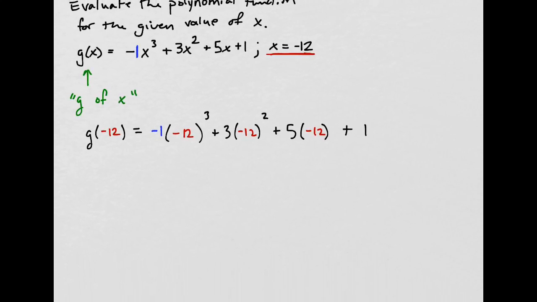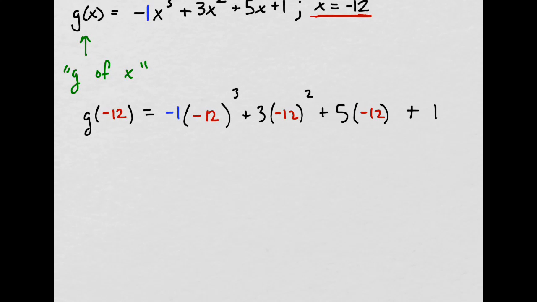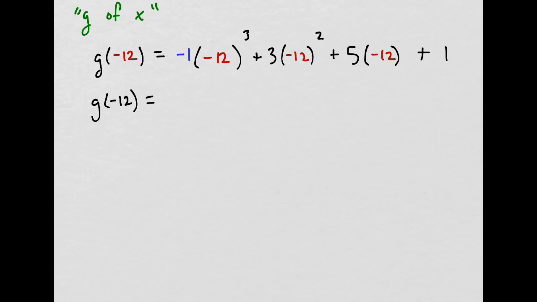And then it becomes pretty easy. I just get to follow PEMDAS. This part, g of negative 12, that's always going to stay g of negative 12. You can't really do anything with that. This is not multiplication. It's just the way we write g evaluated at x equals negative 12. So, let's take a look at this.